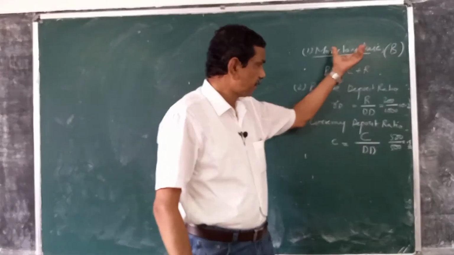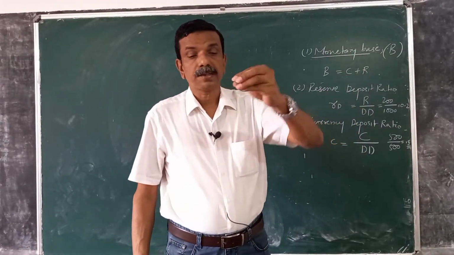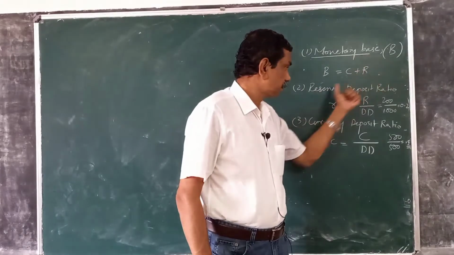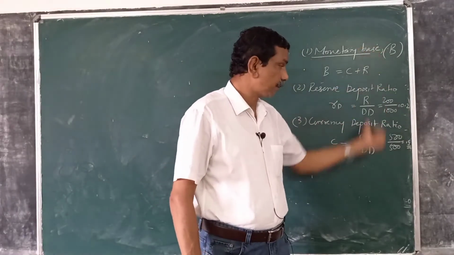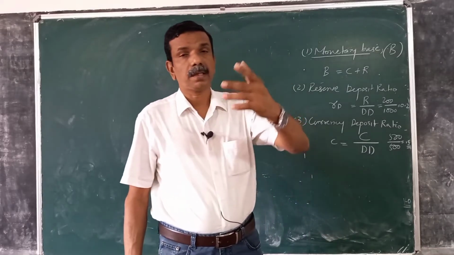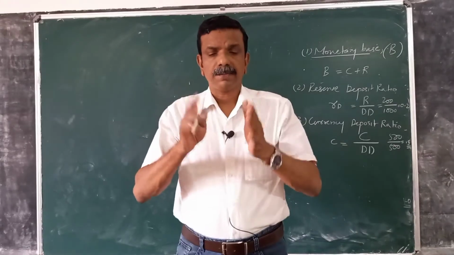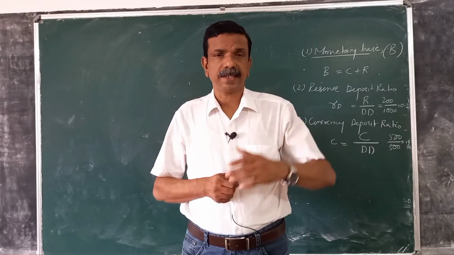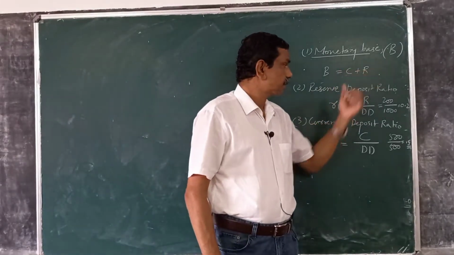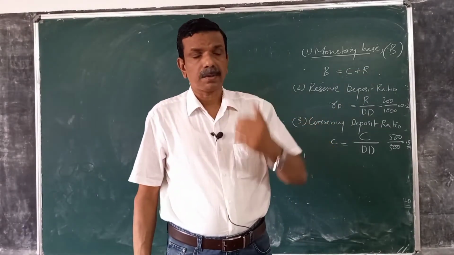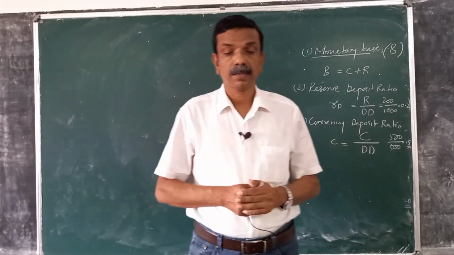So our model of money supply depends on these three exogenous variables: monetary base, reserve deposit ratio, currency deposit ratio. They are exogenous variables because they are determined outside the system. Our model of money supply shows that money supply depends on the monetary base, the reserve deposit ratio, and also the currency deposit ratio.